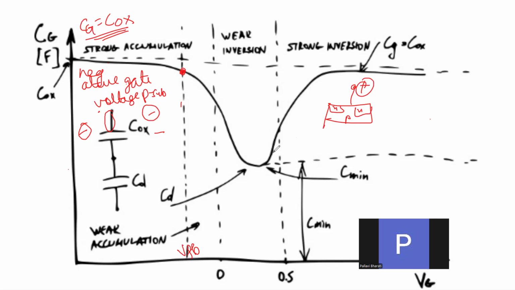And then after that, when the threshold VTH comes, the strong inversion starts. In the weak inversion part, you see the capacitance is decreasing. At the strong accumulation point, the capacitance was equal to the oxide capacitance. When you give the positive voltage to the gate, the capacitance decreases. Why? Because the oxide capacitance comes in series with the depletion layer capacitance, since a depletion layer is created.